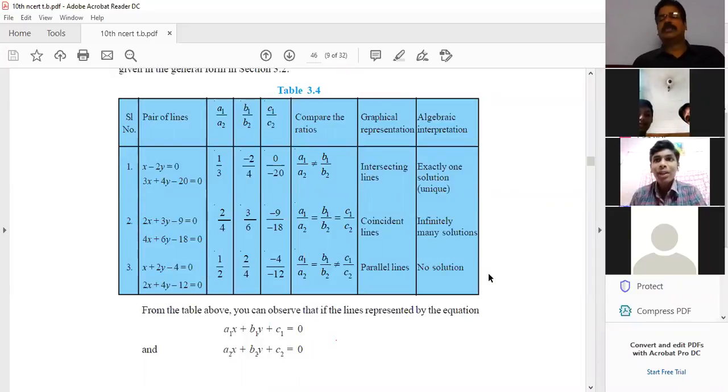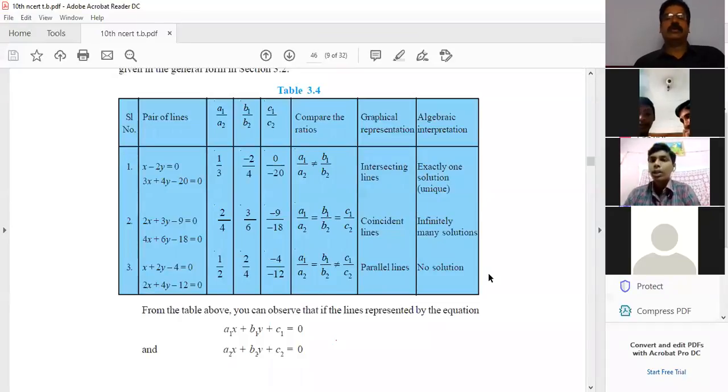Yes. If A1 by A2 is equal to B1 by B2 is equal to C1 by C2, then they are coincident and dependent. Consistent but dependent. Yes, good. The algebraic interpretation is infinitely many solutions. Okay.